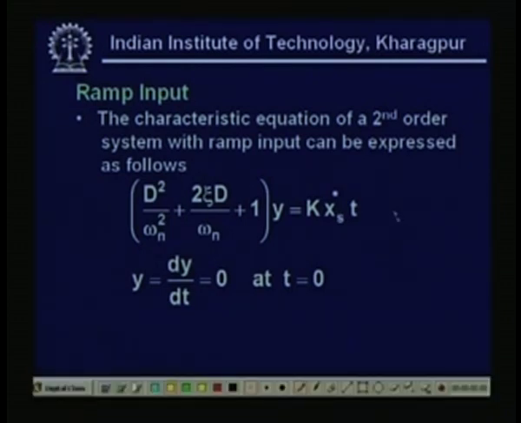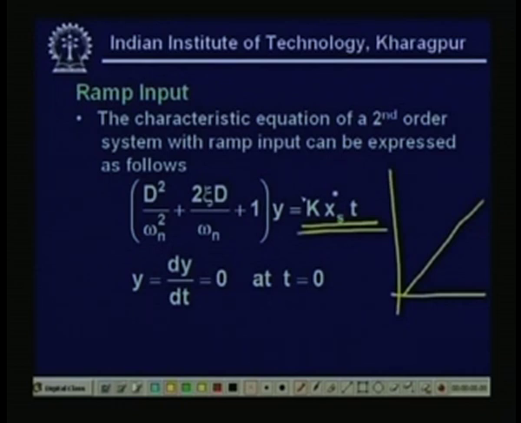What does it mean? Xs dot might be my input, it looks like this. This is our ramp input. We have discussed this thoroughly when we discussed the first order system, and now we can do it in the case of the second order system. So this is my input, with this constant k as before, xs dot into t. It is continuously changing with time, so I made xs dot a unitless quantity. These are our initial conditions.